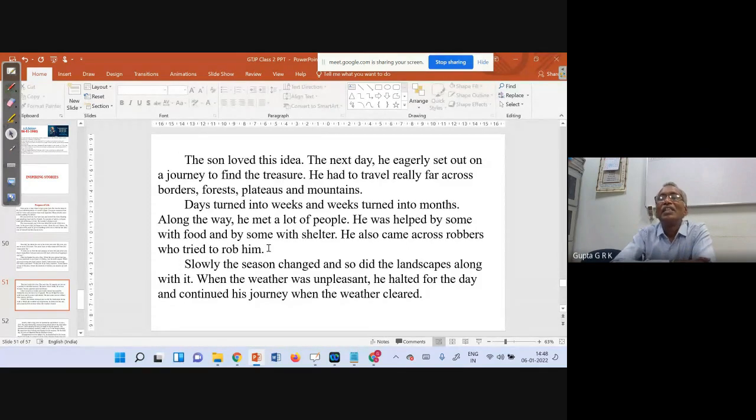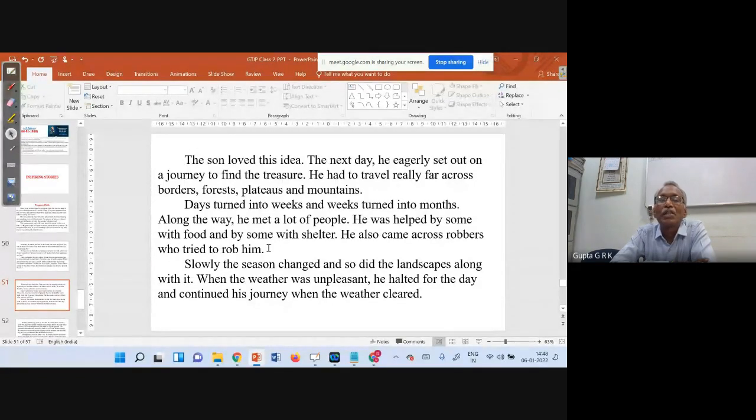The next day, he eagerly set out on a journey to find the treasure. He had to travel really far across borders, forests, plateaus, and mountains. Days turned into weeks and weeks turned into months. Along the way, he met a lot of people. He was helped by some with food and by some with shelter.